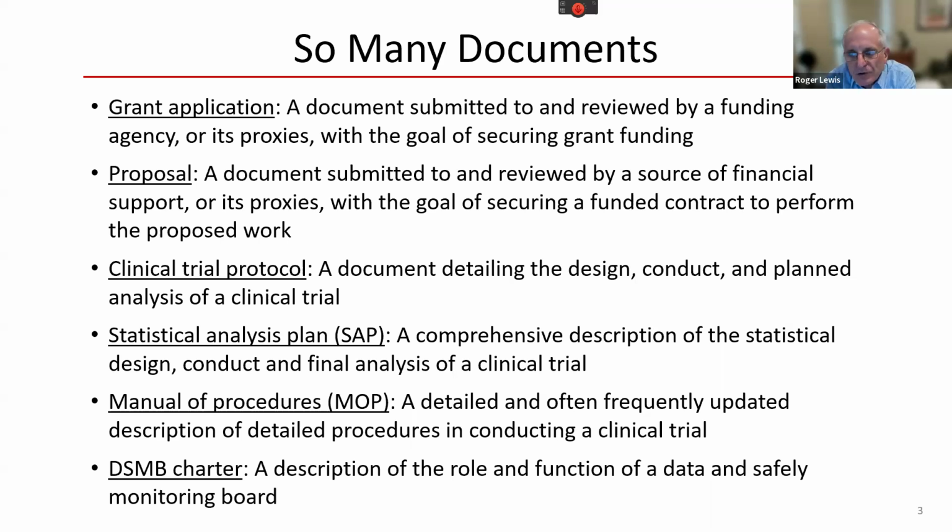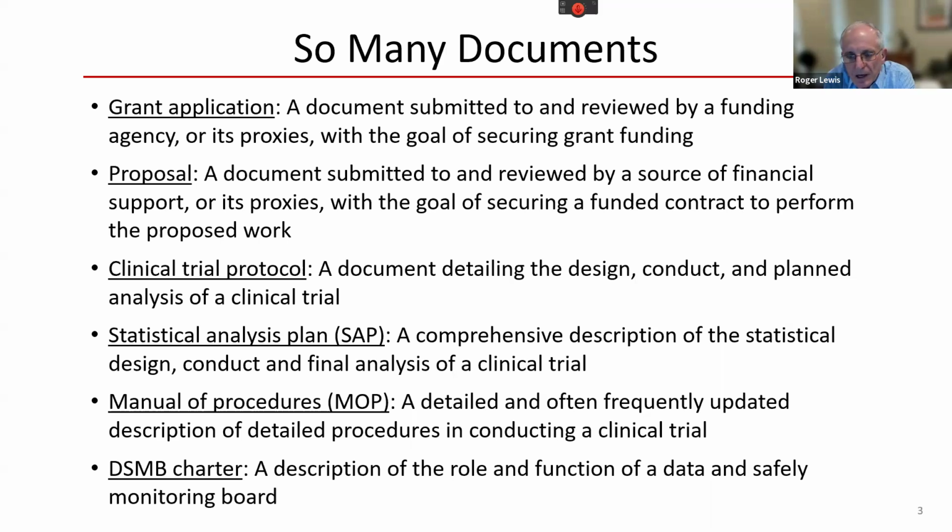The difference is that a contract is usually more specific and has more restrictions regarding what you can do with the money. A clinical trial protocol is a document that details the design, conduct, and planned analysis of the clinical trial. It is intended to ensure that the trial could be run by people who weren't originally involved in designing it. The statistical analysis plan document is a much more comprehensive description of the statistical design, conduct, and final analysis of a clinical trial. So it will repeat some of the information in the clinical trial protocol, but in much more detail.